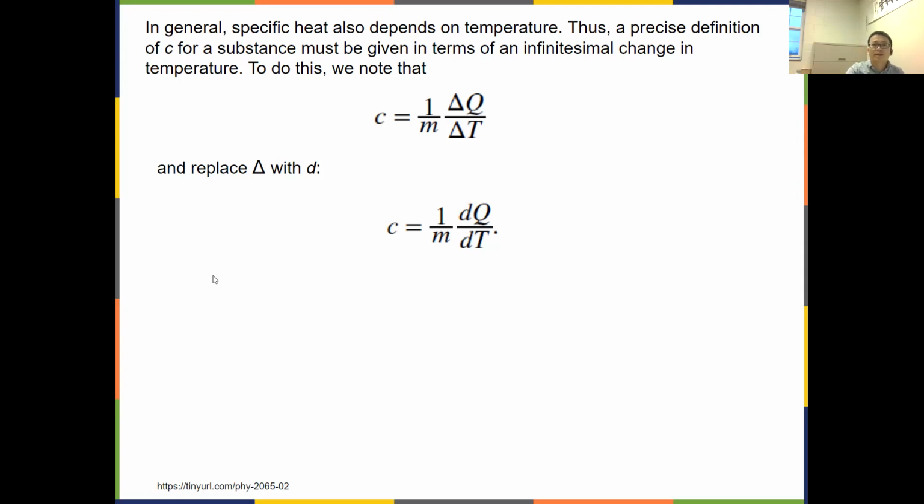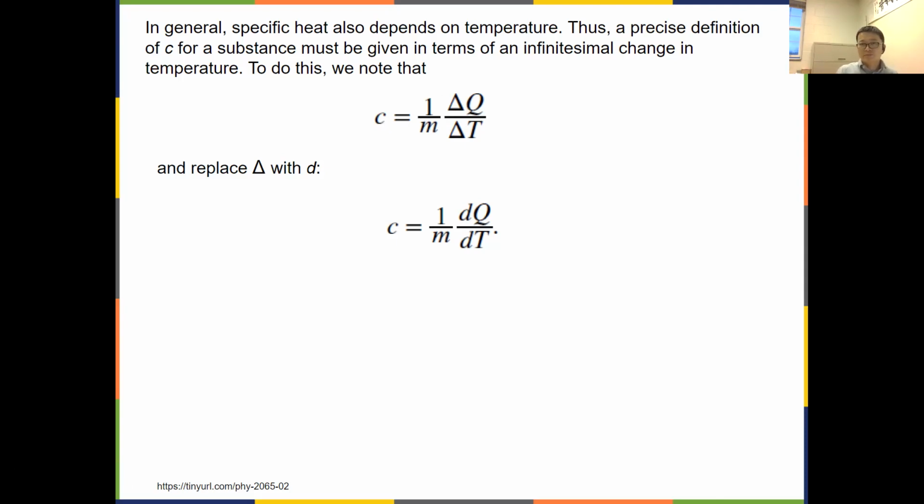Now, normally we'll just say specific heat is equal to 1 over m times change of Q over change of T. This is coming from Q equals m c delta T. So you move these two terms to the other side: m c delta T equals Q. Q is really the change of energy in that sense, okay?